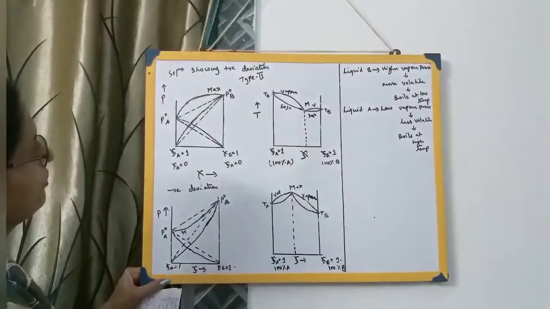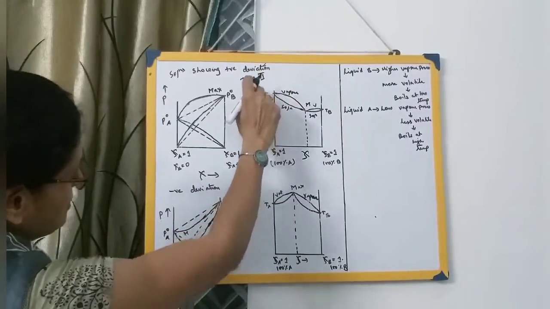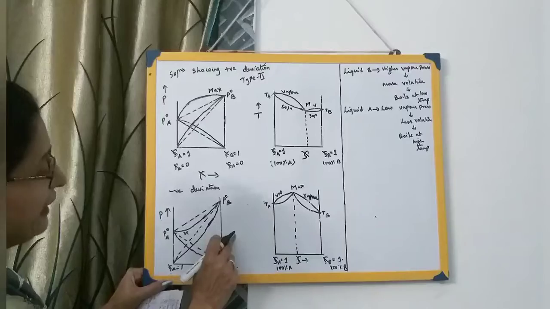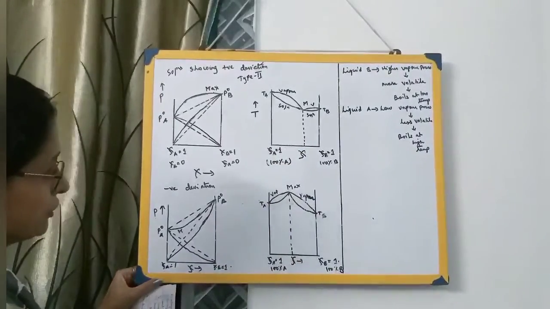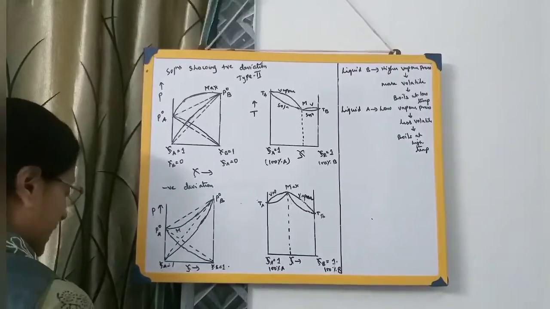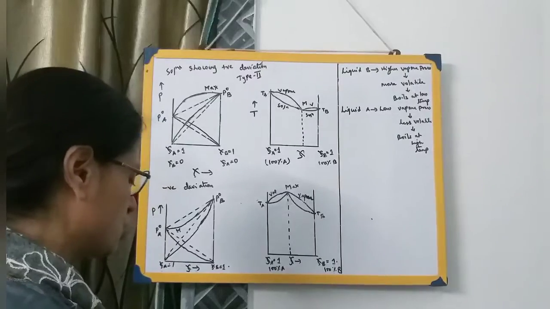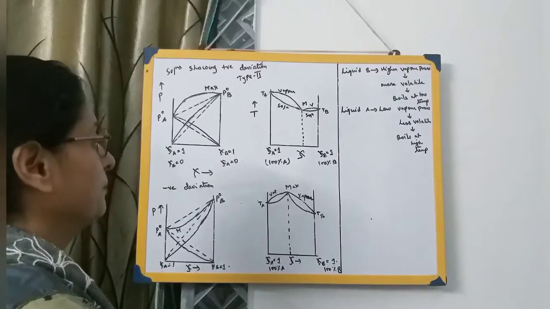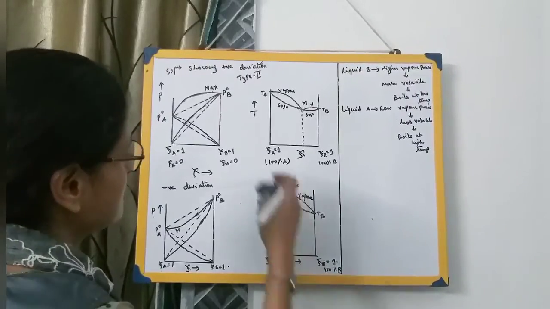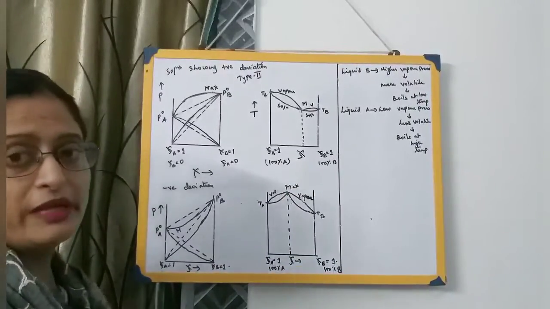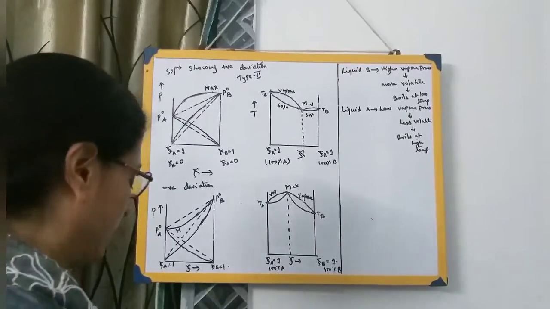So these are the two types of azeotropic mixture. We get this from the solution showing positive deviation from Raoult's law, type 2 solutions, and these are from the solution showing negative deviation from Raoult's law. I hope these graphs are clear. Now let me give you an example of the solution showing negative deviation, the maximum boiling azeotropic mixture. I have already given you examples of the solution showing the minimum boiling azeotropic mixture.